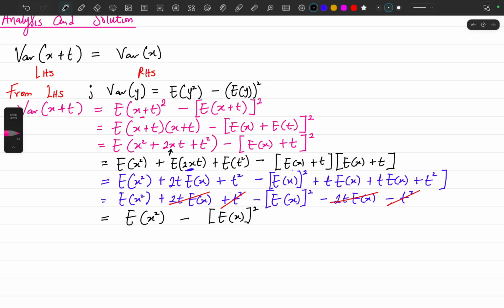Look at this point here. Could you see this point? The variance of y equals the expected value of y squared minus the square of the expected value. So that was when it was y. So if I have this, it means that this is the same answer as the variance of x. There we go with the answer to that proof.